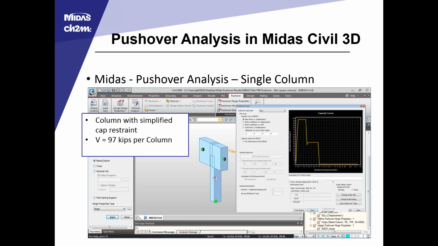In my analysis, I did do 3 models. The first one was just a single column with a simplified cap restraint. The reason I used the simplified cap restraint is because I wanted to maintain the double curvature. If we had not used a cap with any restraints at all, that single curvature is just a different reaction than what we would expect in a 4-column system with a cap beam. But I did that to maintain the single column and take a look at one column at a time, with as few other interactions as possible, to isolate the single column. I found a maximum shear capacity at about 97 kips per column.